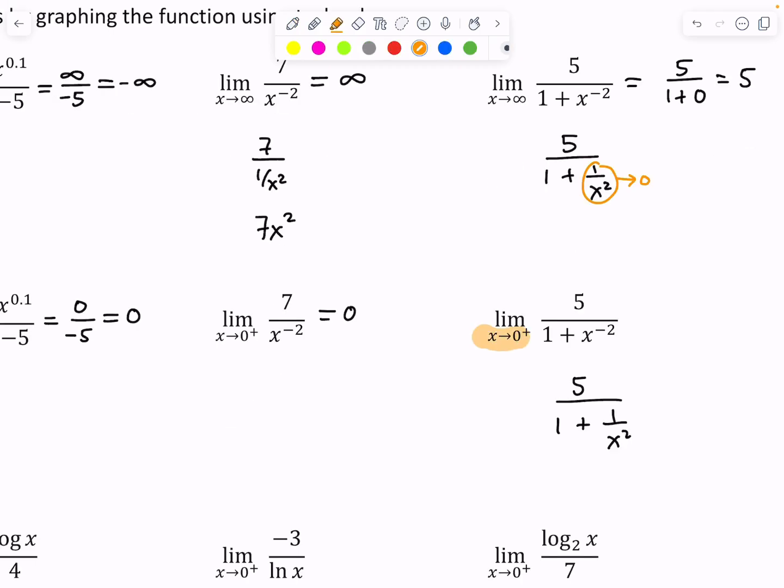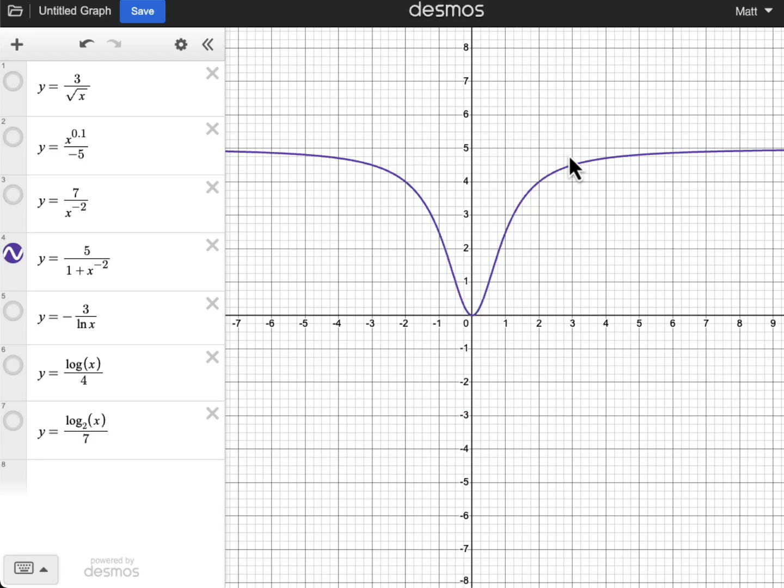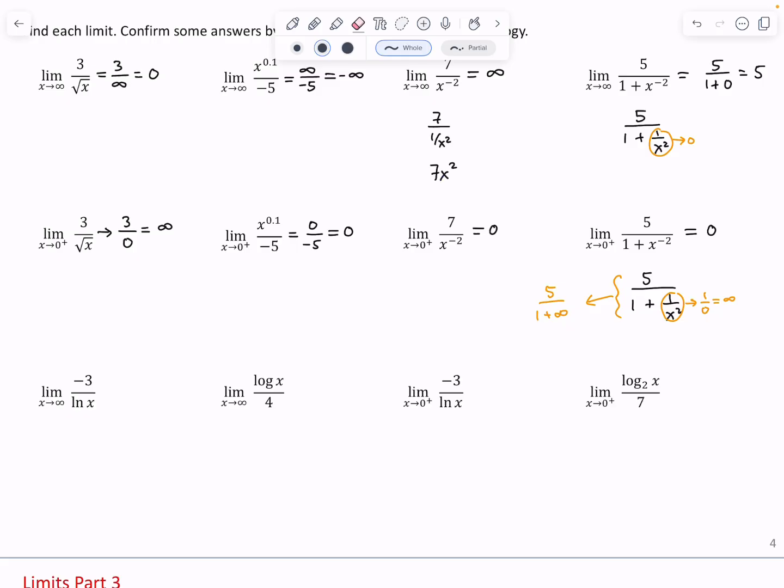But now, consider what happens when x approaches 0. This subfraction will approach 1 over 0, which is going to be an infinite size, which means that this overall fraction approaches 5 over 1 plus infinity, which is 5 over infinity, which is effectively 0. So this limit will be 0. Here's a graph of this function. Notice as x increases to infinity, the y-coordinates approach 5, and as x approaches 0 from the right, the y-coordinates approach 0. 4 more examples to look at.